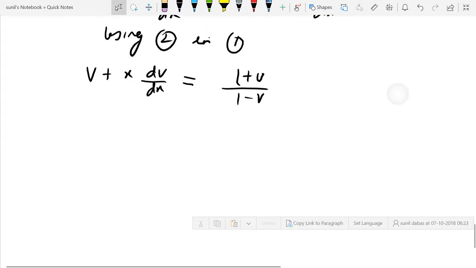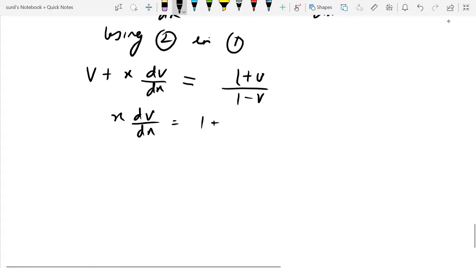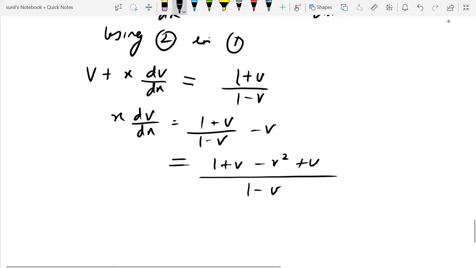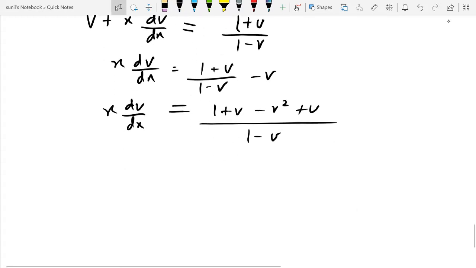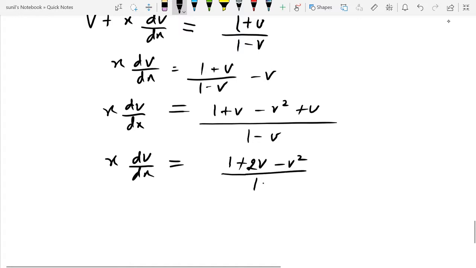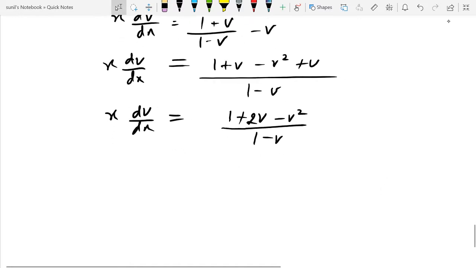Now let us understand how we are going to simplify it. That is, x dv by dx is equal to 1 plus v upon 1 minus v minus v. Let us simplify it: 1 plus v minus v square plus v upon 1 minus v, that is x dv by dx. Can we write this as x dv by dx is equal to 1 plus 2v minus v square upon 1 minus v? Again, we can write this as 1 minus v, by separating the variables.